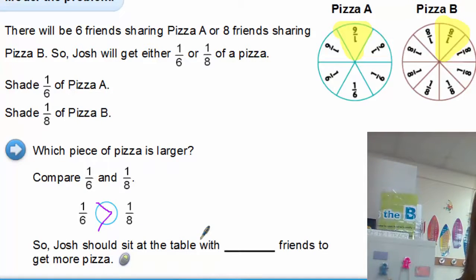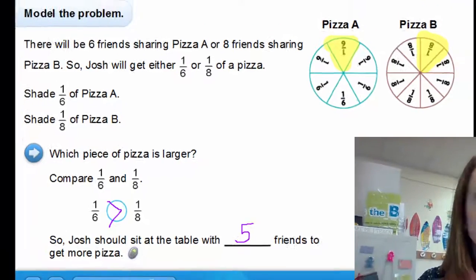So Josh should sit at the table with 5 friends to get more pizza. Because if he sits at this table with these 7 friends, he has to share with more people. So he gets a smaller piece. I'd rather sit at this table with fewer people and get a bigger piece. How about you? Yeah, me too. Good.